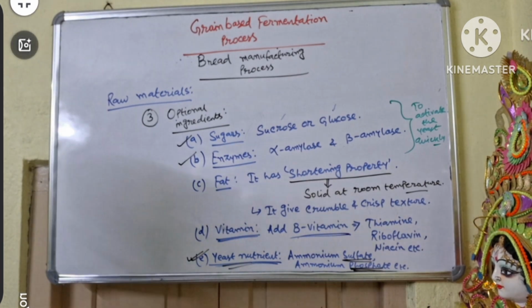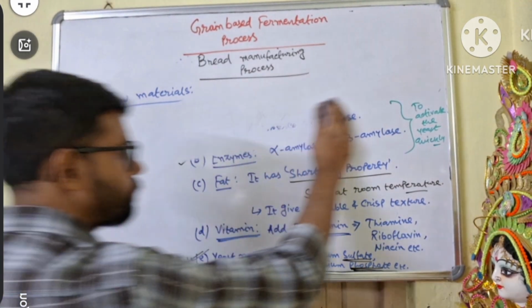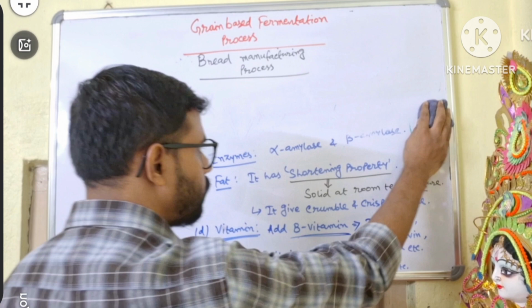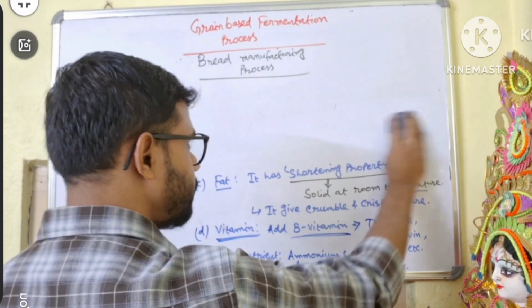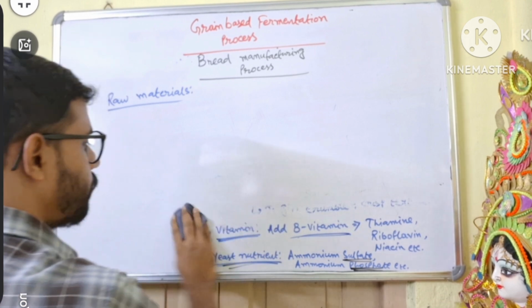Online students, till now it is clear. Yes, sir. Yes, sir. Number four, raw materials. It is not optional, it is needed. Absolutely needed.